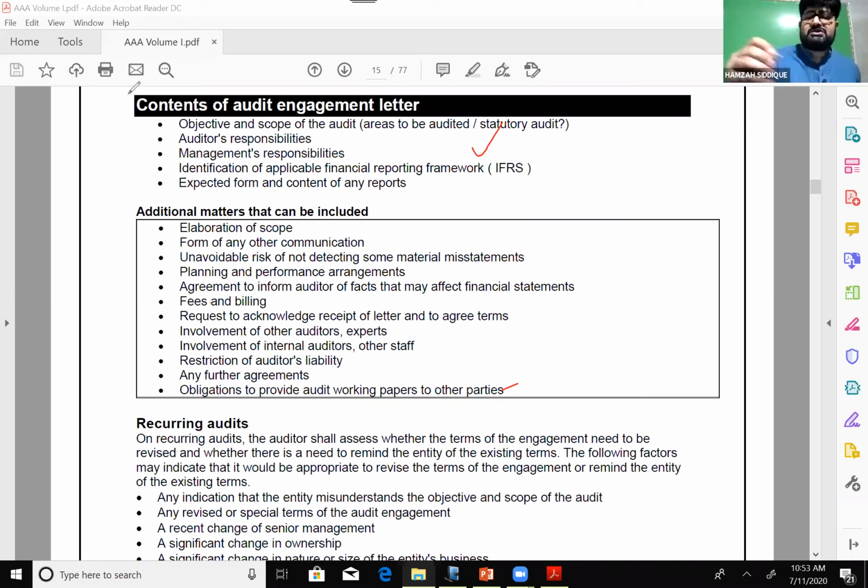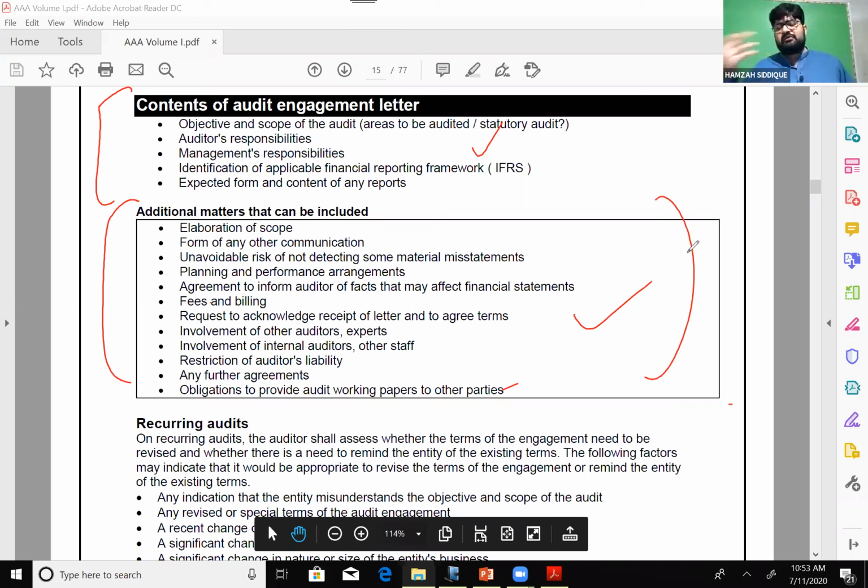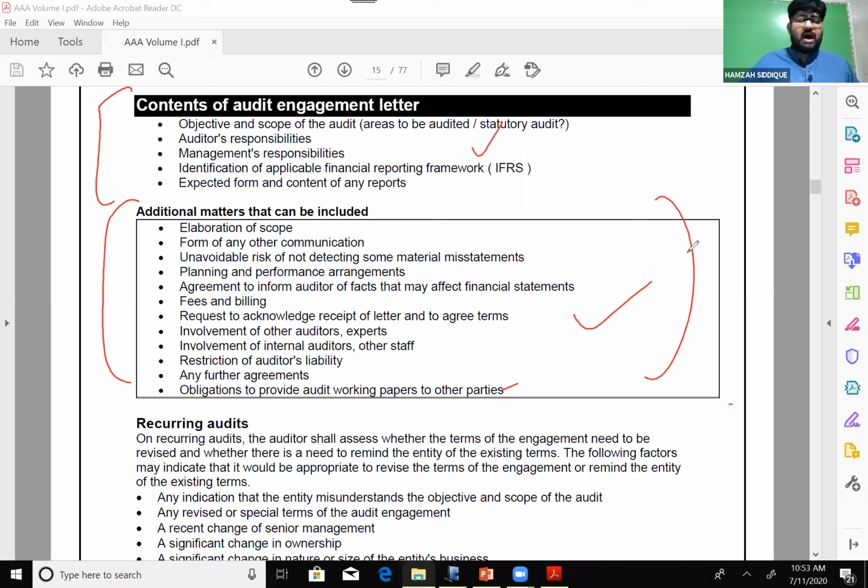So, the contents of the engagement letter. For the additional matters, I said you need not memorize them. You just care, for example, about the fee, when to pay, how the audit will be performed, what the communications will be, and at what time. There may be a long list which may not be exhaustive, but you need to memorize these 5 points only.